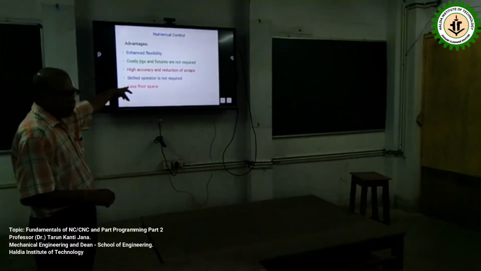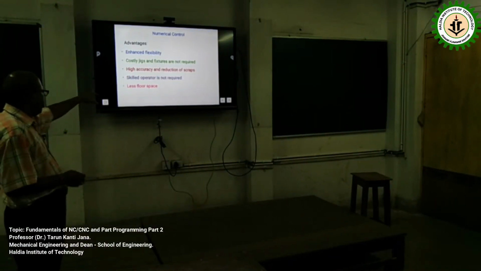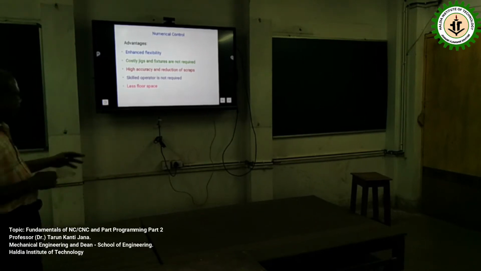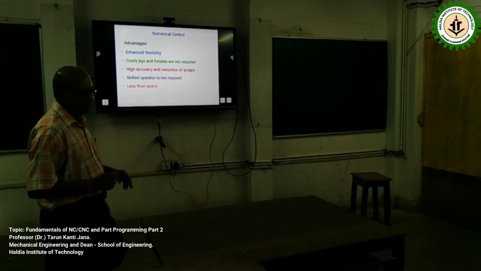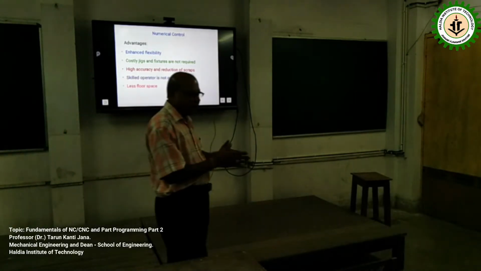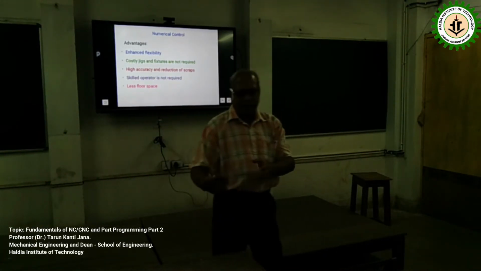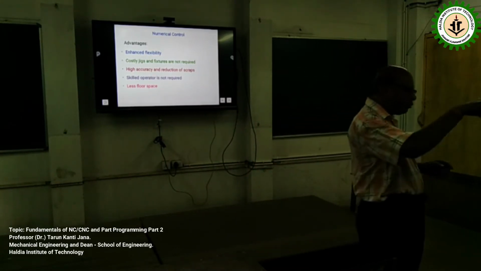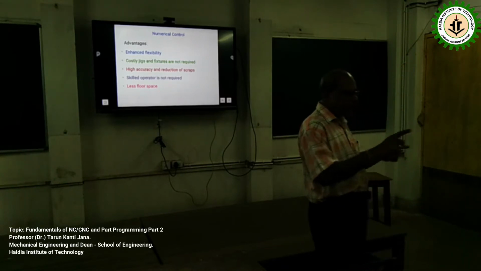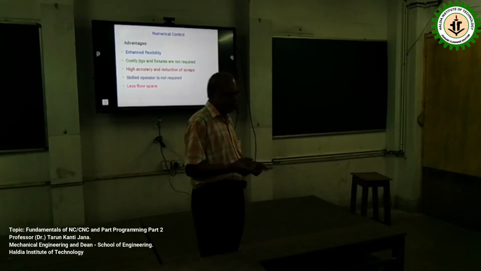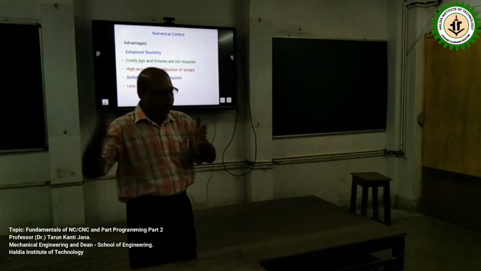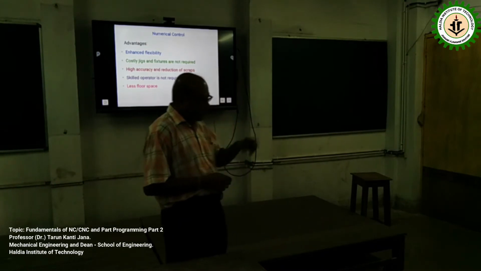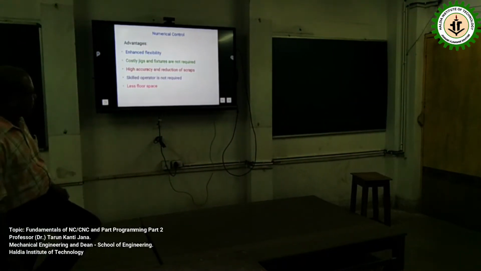High accuracy and reduction of possibility of scrap. Skilled operator is not required because the machine itself is intelligent, and less floor space. Here, less floor space does not necessarily mean the machine is very compact or can be mounted on the table. That is not the idea. The idea is that one machine can carry out quite a good number of operations, which otherwise would have required more than one machine. So instead of having 2 different machines, the whole category of operation can be carried out in one. So that is how your floor space can be saved.